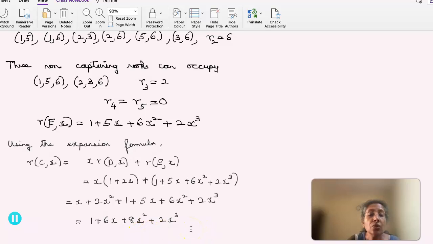So that comes to the conclusion of the second level of Rook polynomials. So stay tuned in for the next class.